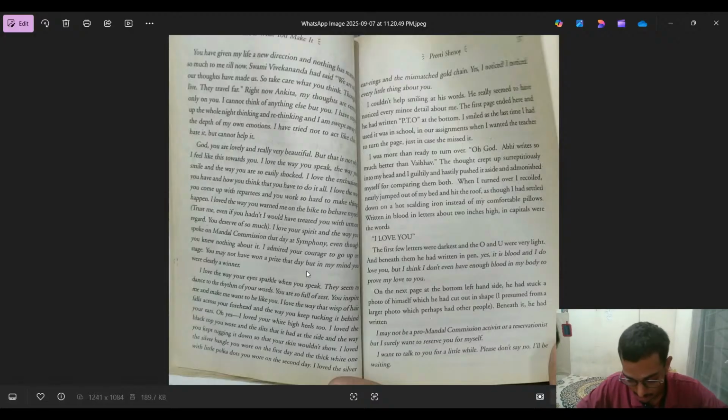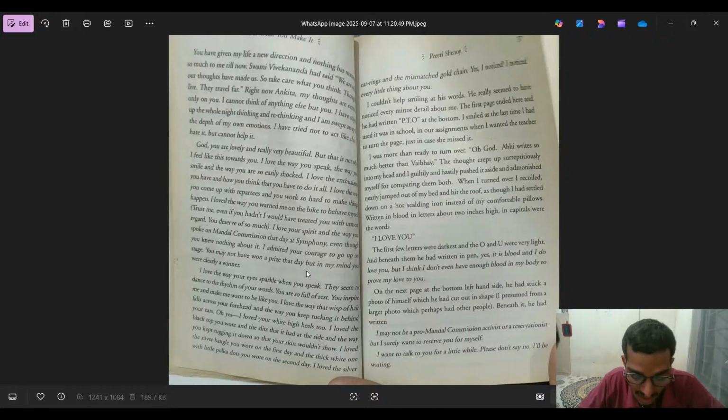I love the way that wisp of hair falls across your forehead, and the way you keep tucking it behind your ears. Oh yes, I love your white high heels too. I love the black top you wore, and the slits that it had at the side, and the way you kept tugging it down so that your skin wouldn't show. I love the silver bangle you wore on the first day, and the thick white one with little polka dots you wore on the second day. I love the silver earrings and the mismatched gold chain. Yes, I noticed every little thing about you.